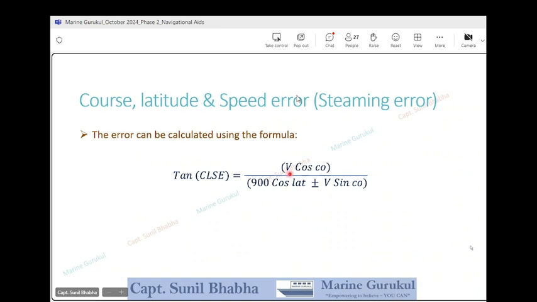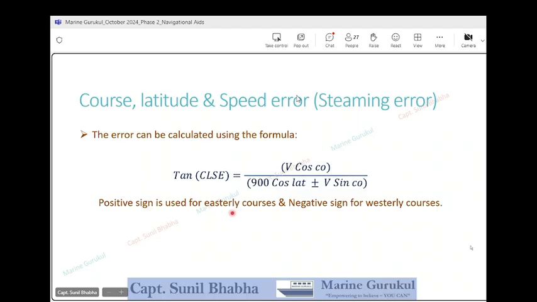V is the speed of the ship. Course is the quadrantal course on which the ship is moving. 900 cos latitude, where latitude is the latitude where the ship is, plus or minus V sin course. V again is the speed of the ship and course is the quadrantal course. Now in the denominator we have a plus and minus sign. When do we use a plus and when a minus? The plus sign is used for easterly courses and the negative sign is used whenever the vessel is moving on westerly courses.